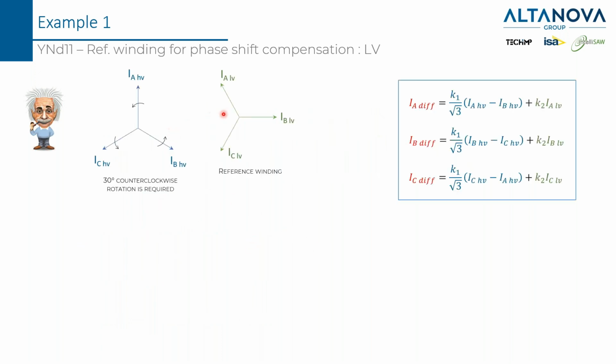And so what we are going to do is move these vectors counterclockwise by 30 degrees. So this must become a vector like this. The same for the other two phases. So let's see how to do it. We have to keep in mind these formulas.